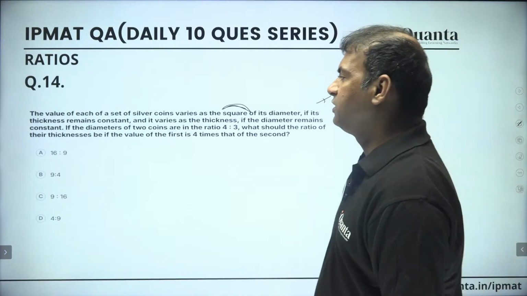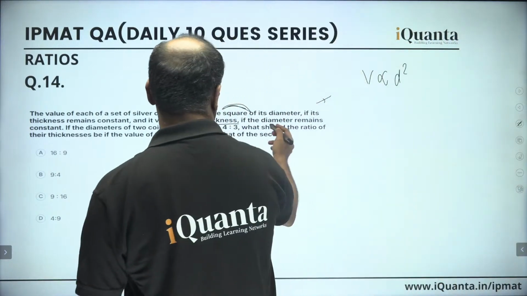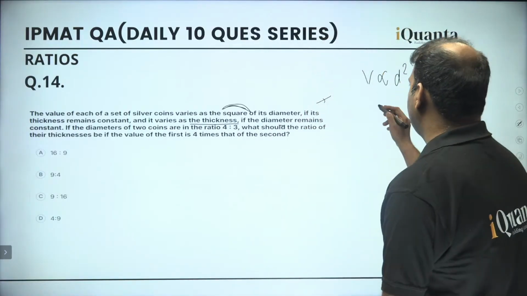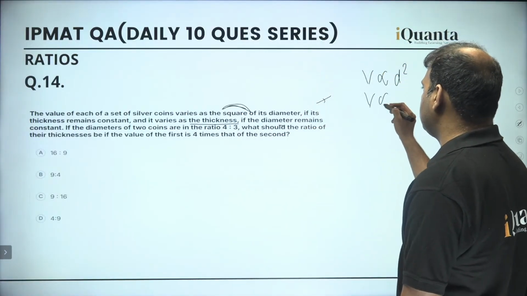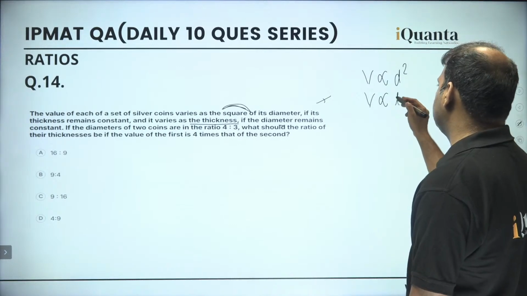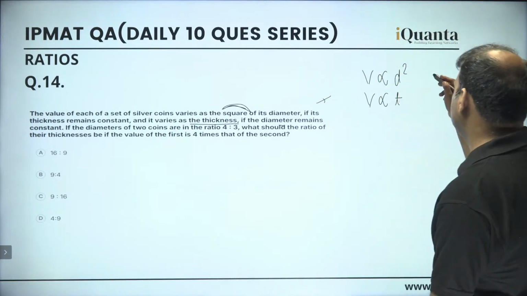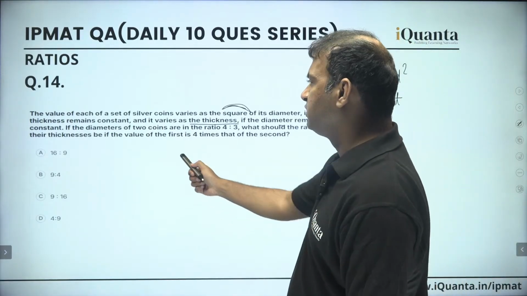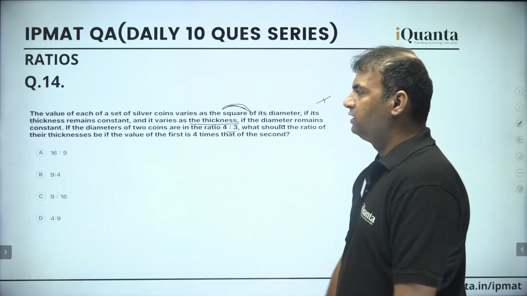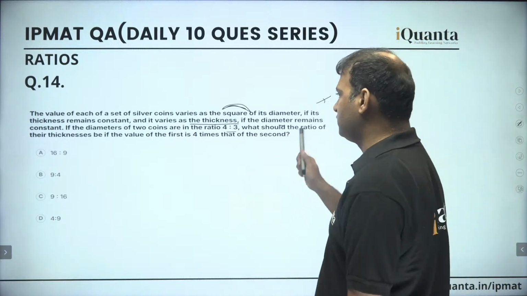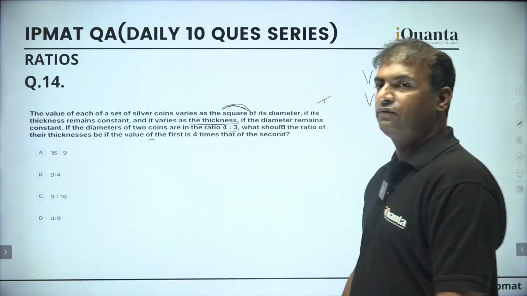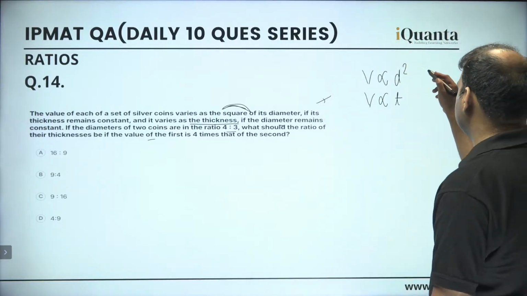Now they are saying that it varies as the thickness if the diameter remains constant. If the diameter is constant, the value is directly varying or directly proportional to the thickness. Let's say this is another relation. These are two relations given to us. Now they are saying that if the diameters of two coins are in this ratio, then what should be the ratio of their thickness if the value of the first is 4 times that of the second?